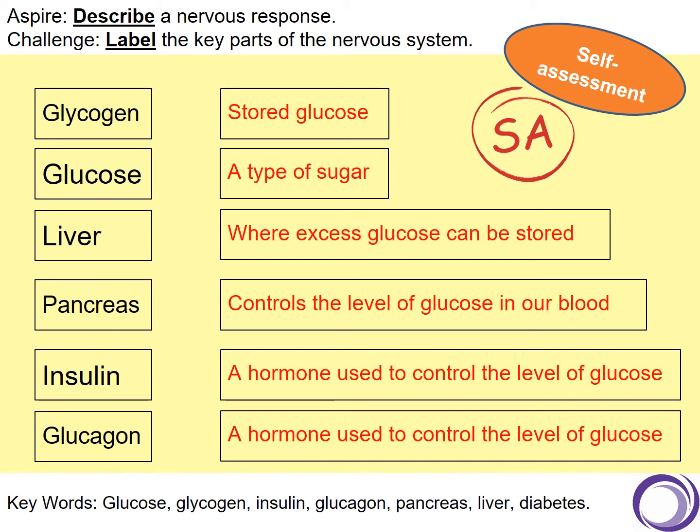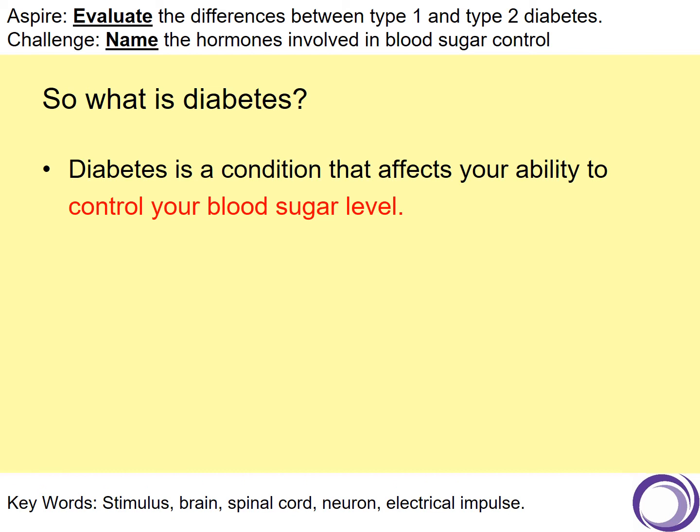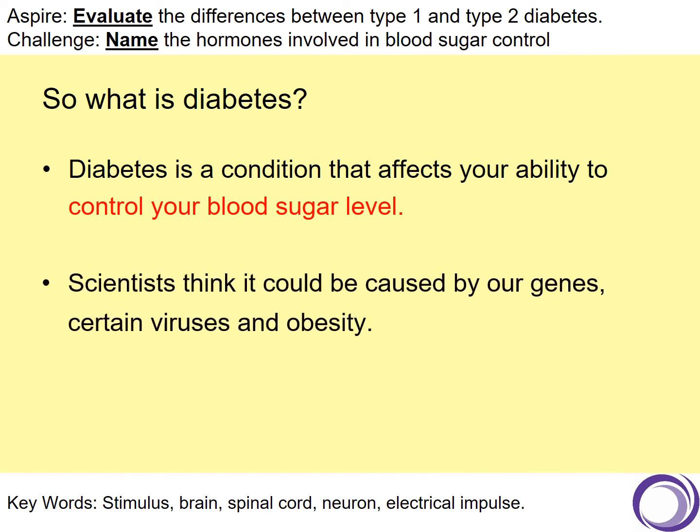So that's generally all about what happens when our body is working well and controlling our glucose levels. Unfortunately, for some people, there is a situation where, for a lot of reasons, their body is no longer able to control their blood sugar levels effectively, and that's what we call diabetes. Scientists think it could be caused by our genes, by certain viruses, and in some cases by obesity. Now, obesity means that you are severely overweight.